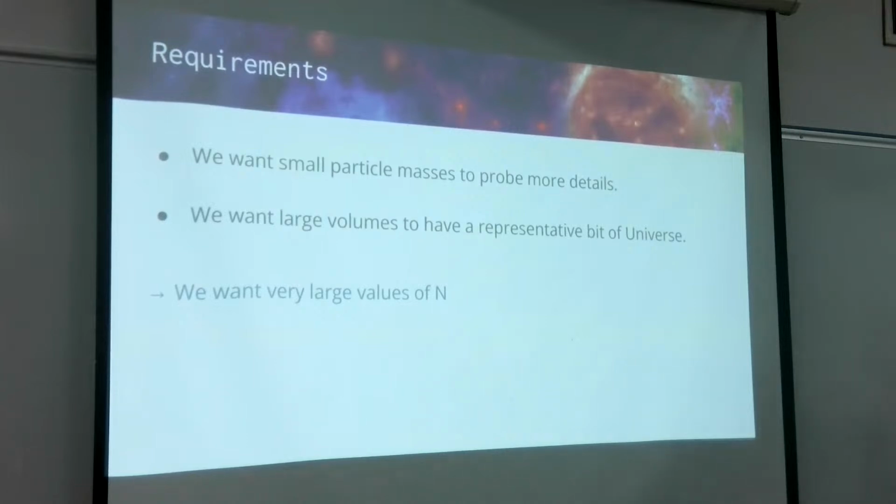So we want small particles still, because the more particles I have, the more precise my solution is, as I said before. But we also want a large section of the universe, because then it's more representative. So consequently, we want a large value n. We are greedy people. We want to make the biggest possible simulation, with the best possible results. We want a large number n.